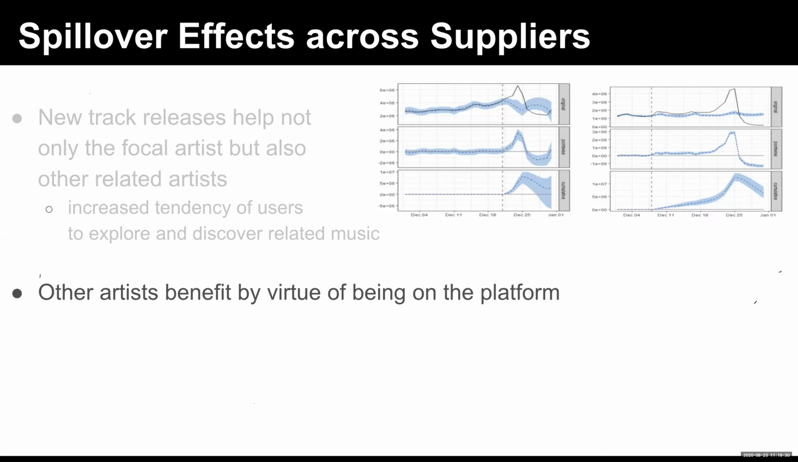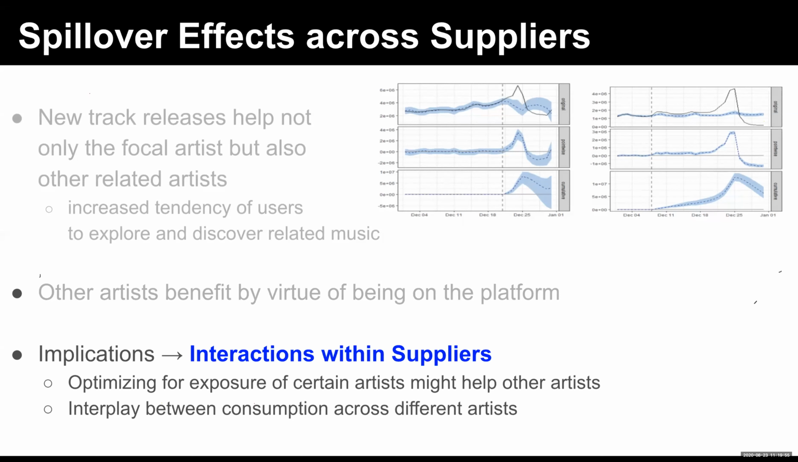Essentially, what this means is that there is interaction going on across suppliers. If you're promoting somebody, the others might get cannibalized, or the others might benefit as well. So we have to be mindful of the fact that we're not just working on a user-supplier relationship. We also have to take into account the supplier-supplier relationship. That's the implication here: there is interaction within suppliers, and optimizing for exposure of certain artists might help other artists as well, as opposed to what we might believe otherwise. Importantly, there is an interplay between consumption across different artists and different suppliers.